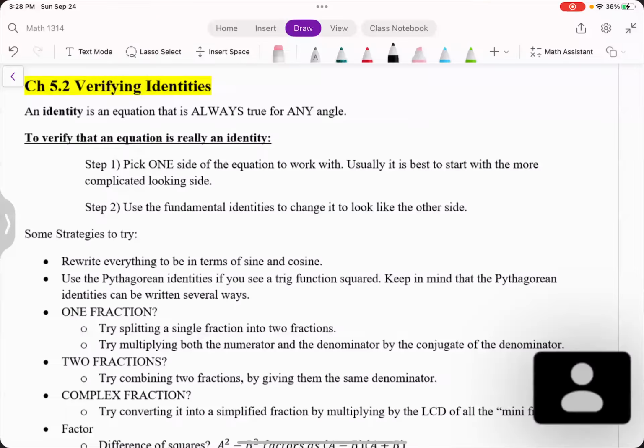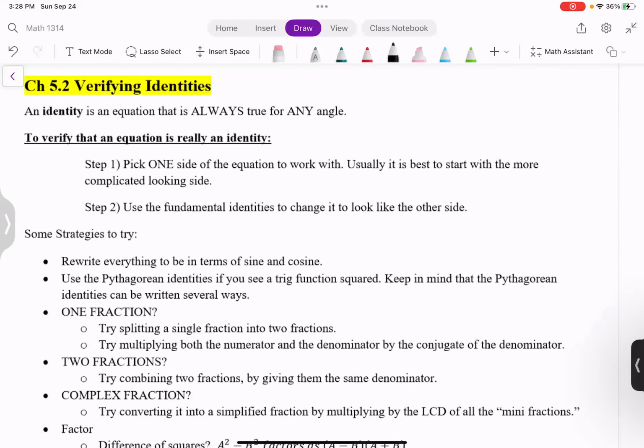In this video we are learning chapter 5.2, verifying identities. An identity is an equation that is always true for any angle. For example, the identities we have learned: sine theta squared plus cosine theta squared equals 1, and also tangent theta equals 1 over cotangent theta.